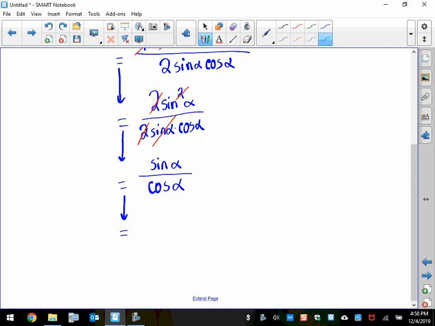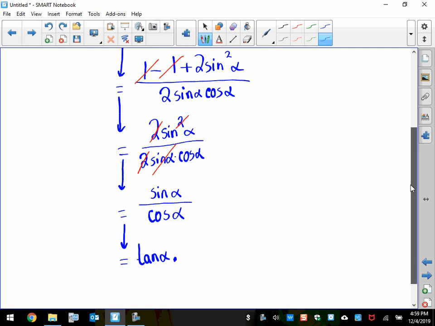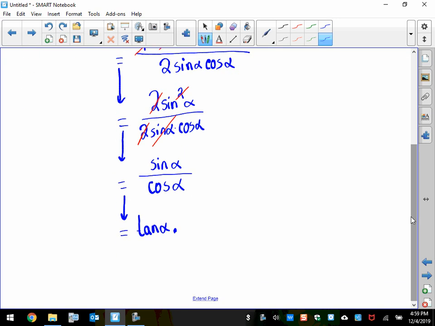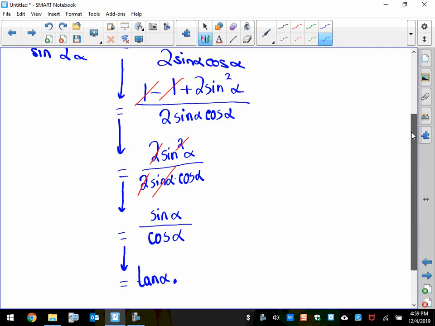Sine over cosine is tangent. I think that was what we were trying to get to. Let's go back and look. Yep, we wanted to arrive at tangent. There we go. That's a pretty clever little identity there.